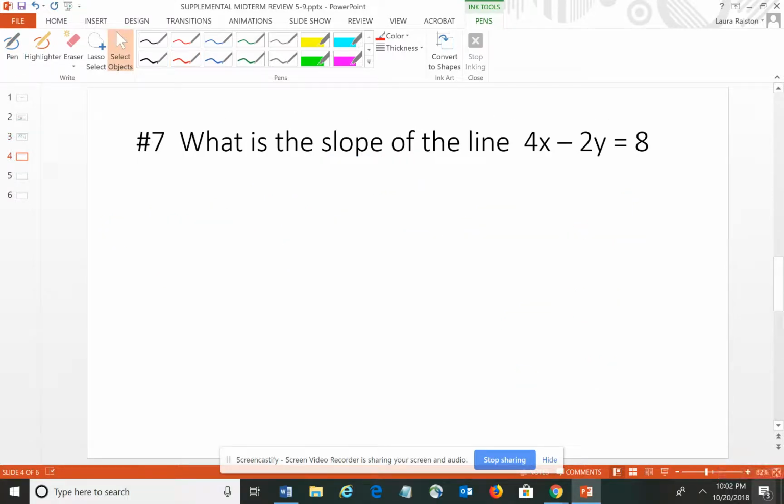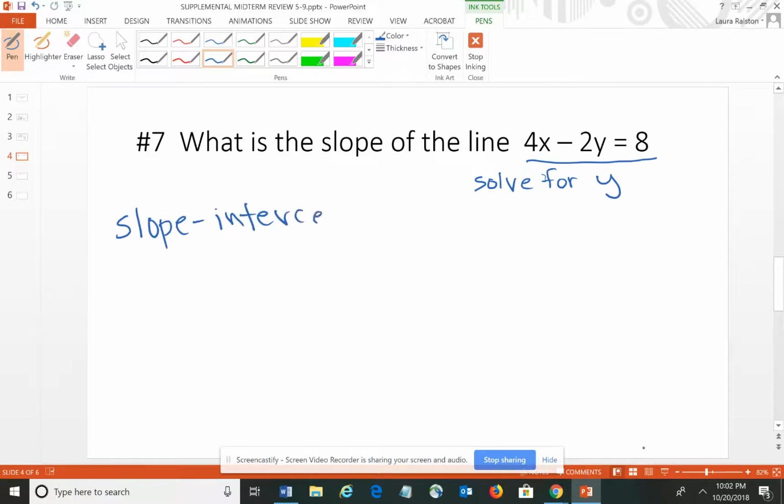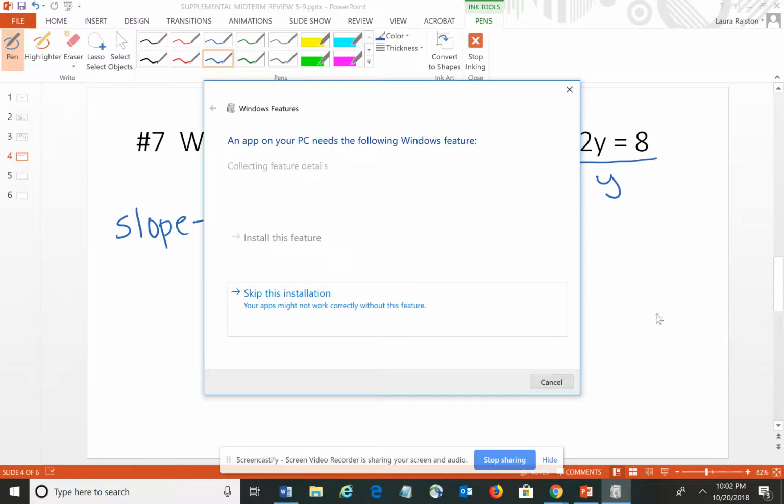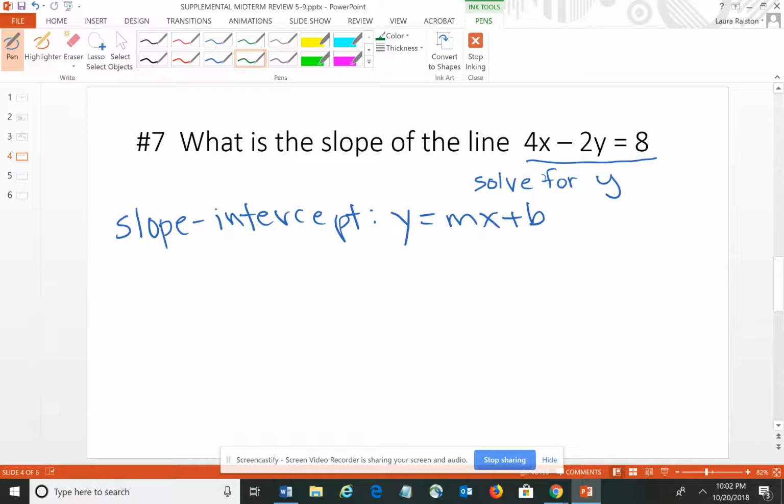Number 7, again, is a different kind of question. It asks you, what is the slope of the line? And they give you the equation of a line, but it's in kind of a general form or a standard form that's not very helpful. The easiest way to do this problem is to take the equation of the line that you're given and solve for y, so that when you get it solved for y, the equation is in slope-intercept form, which is y equals mx plus b, and we know that the slope is the coefficient on the x.